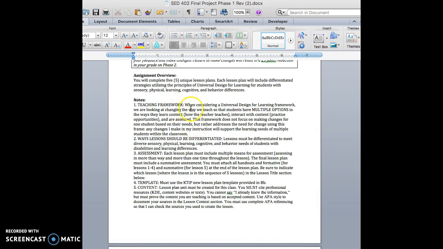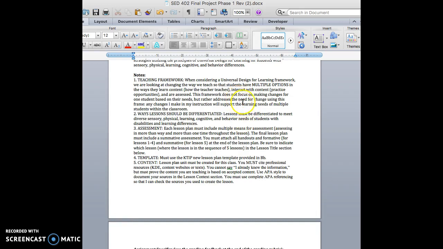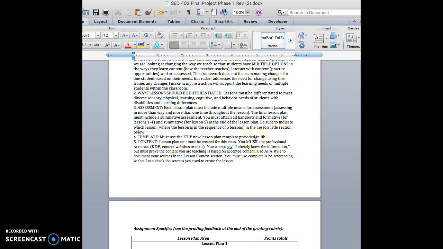When we're looking at your teaching framework, keep in mind that we're looking at UDL, and as we talked about in class, that's those multiple options and variety in how I teach, how the students interact, those practice opportunities, and how they're assessed. In this first phase, we're strictly focusing on the overview, the learning targets, and the big picture. So you won't be getting down into student activities and assessment until the next phases, but that's good to have those ideas in mind. Remember that UDL doesn't focus on one student's specific needs, but rather holistically looks at how we can teach to meet the learning needs of every student in our classroom.